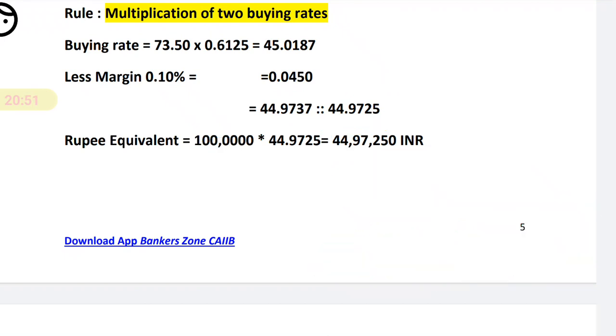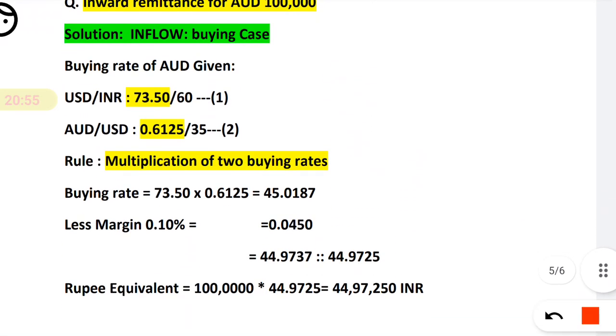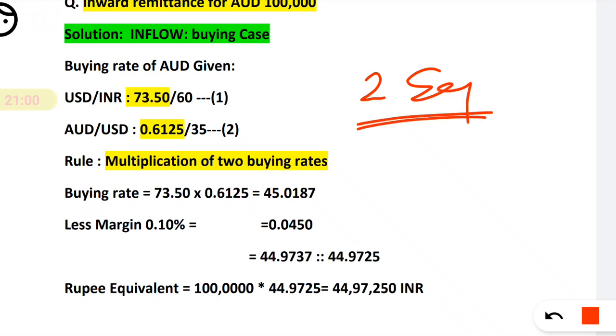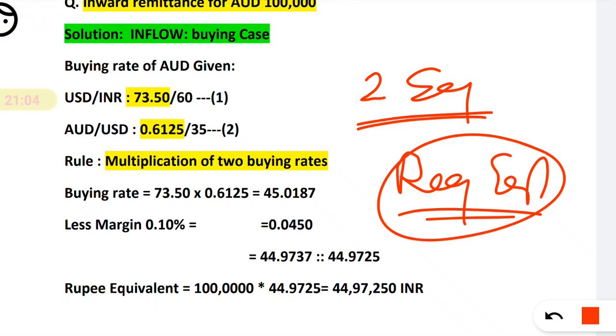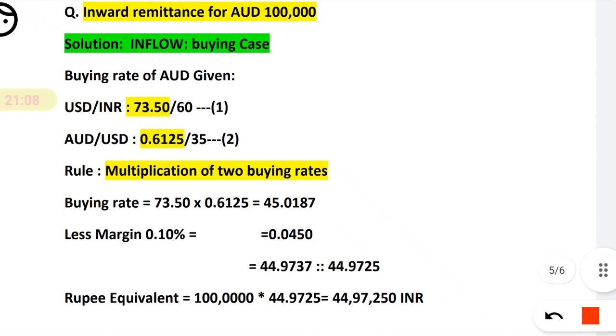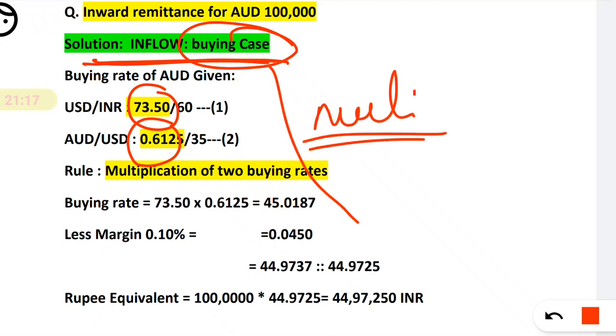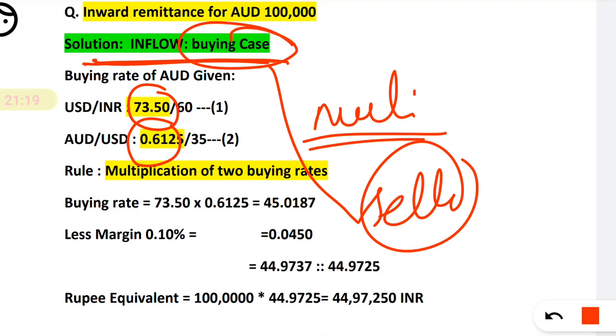Chain rule is very easy. So I repeat, what is the chain rule? Basically, we have two equations, and from those equations we have to find our required equation. You might have studied it in your school days. But the important thing you should note is whether it is a buying case or a selling case. If it is a buying case, you choose only the buying rate for the multiplication. If it is a selling case, you choose only the selling rate for the multiplication.